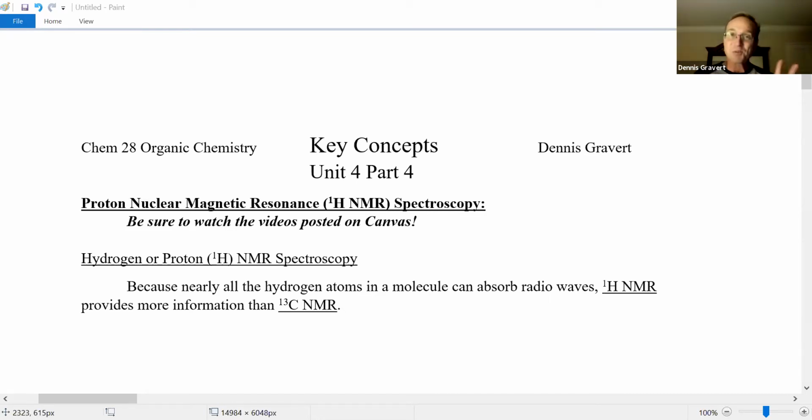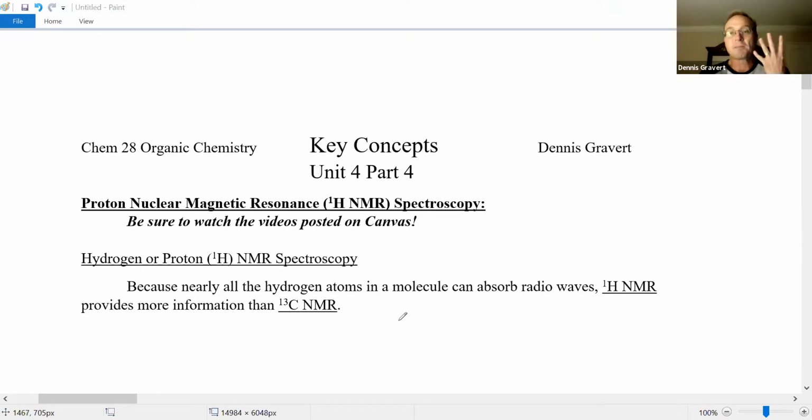But we also get 2 more pieces of information. Bottom line, carbon NMR gives us 2 things to look at: position and number of peaks. H1 NMR is going to give us 4: position of the peaks, the number of peaks, the integration of the peaks, meaning how many hydrogens produce each peak, and finally something called splitting of peaks. And splitting tells us something about the neighboring hydrogens. We'll save that one for last. Okay, let's look at the key concepts here. Let's see if I'm forgetting anything.